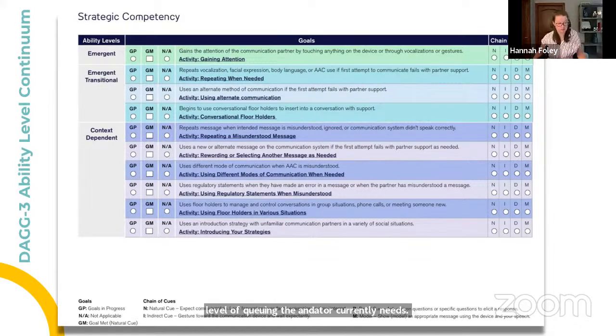Using the ability levels and chain of cues provides an opportunity to not only see where the communicator is currently with their AAC use and their independence, but it also allows you to see the next steps to continue progression and independence within each competency.